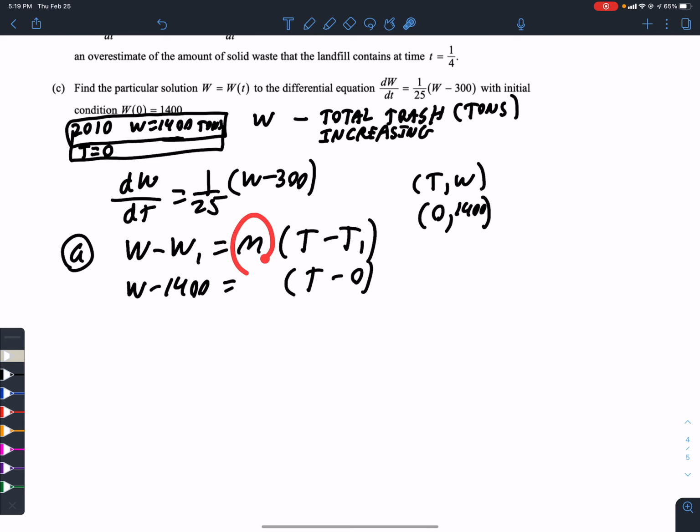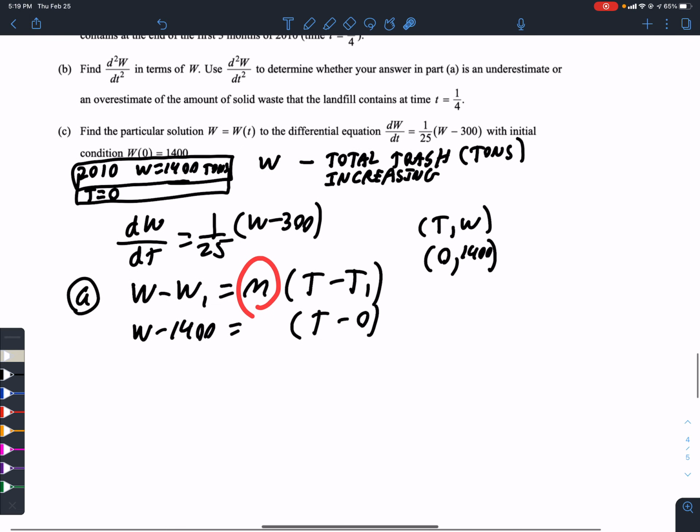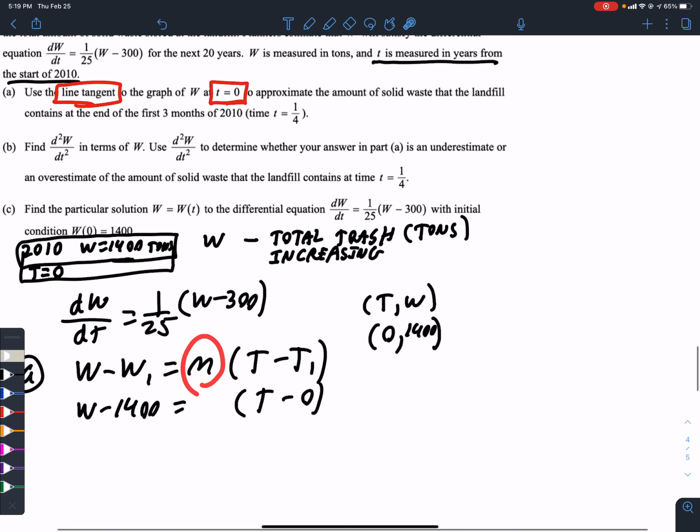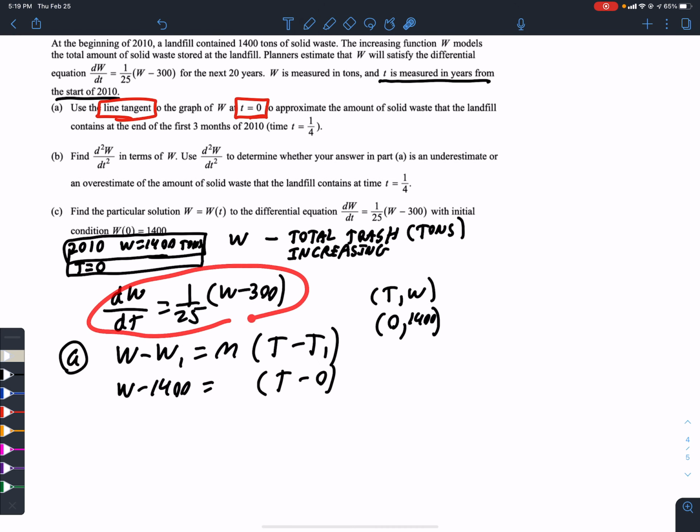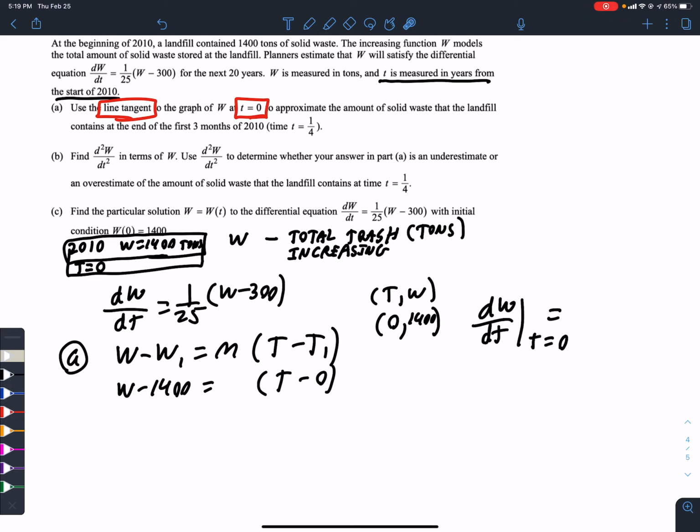But I need the slope. Gee, what tells us the slope? The derivative. What is the derivative? They gave it to us right here. Okay? So we want the derivative to get the slope of the tangent line at T equals 0. Well, here's our equation. 1/25.